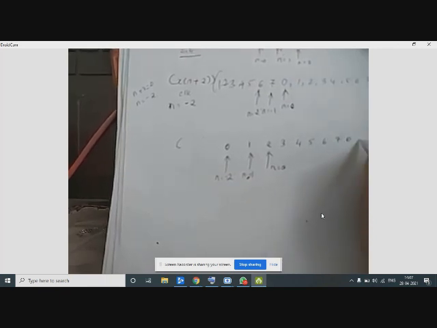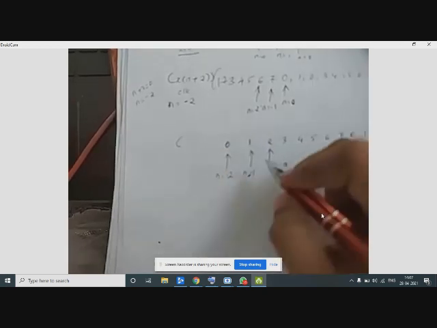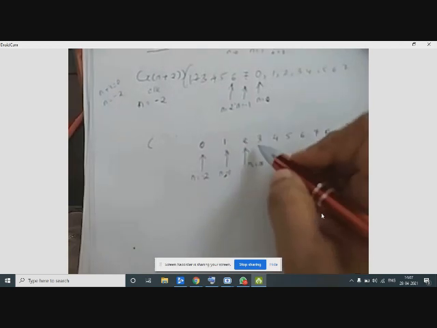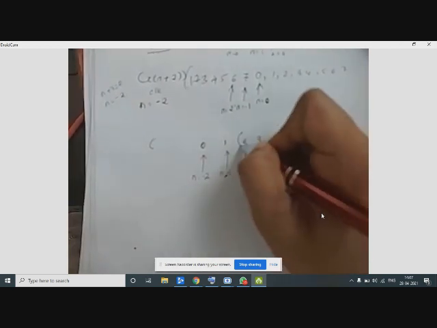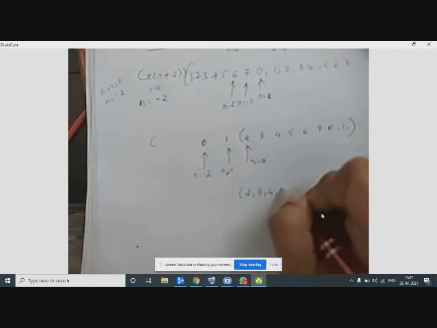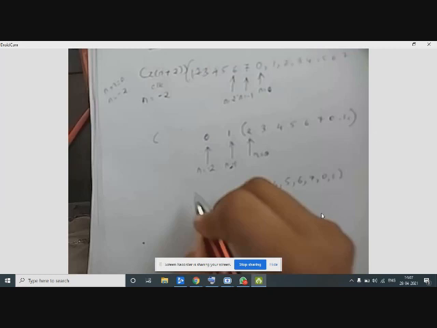What is going to repeat? Again 0, 1, 0 and 1 will repeat. So now you just start writing. You will take the values only from n equal to 0. Just observe all these things. How will it look? It will be 2, 3, 4, 5, 6, 7, 0, 1.